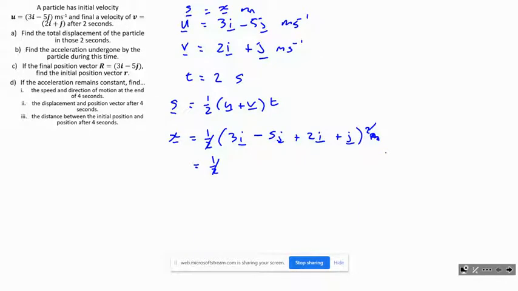We've got 3i plus 2i, which is 5i. And we have negative 5j plus j, which is minus 4j. So our position, our total displacement is 5i - 4j meters.